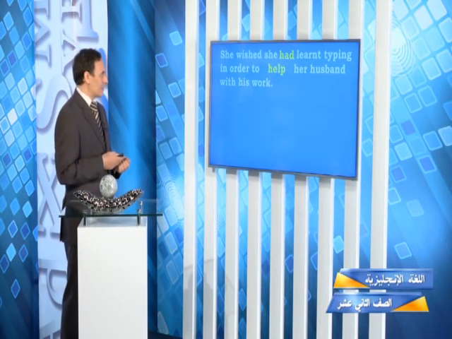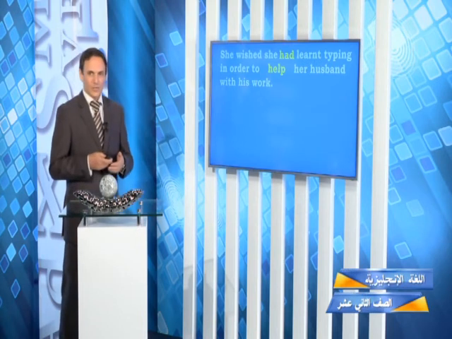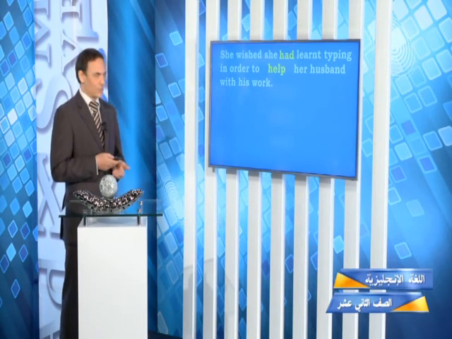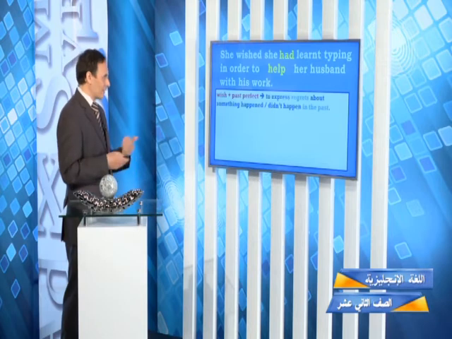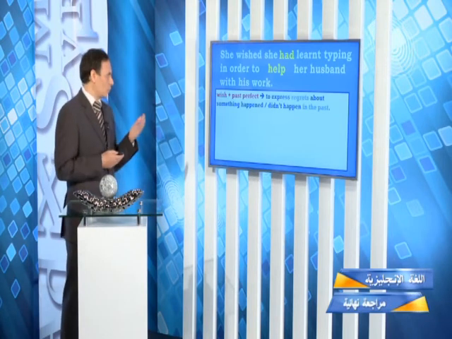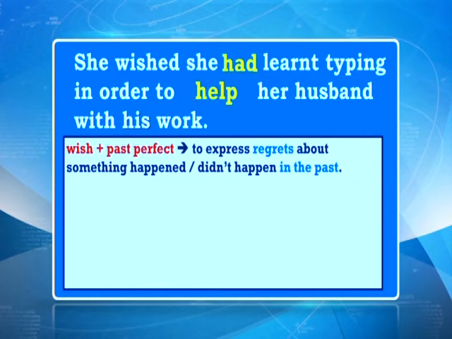Now notice that in this sentence we talked about using wish to express regret. And here is a quick revision of how to use wish. Wish is followed by a verb in the past perfect in order to express regrets about something that happened or didn't happen in the past. So when the context of the sentence is that of a past time, then I use had plus past participle. We use the past perfect tense.